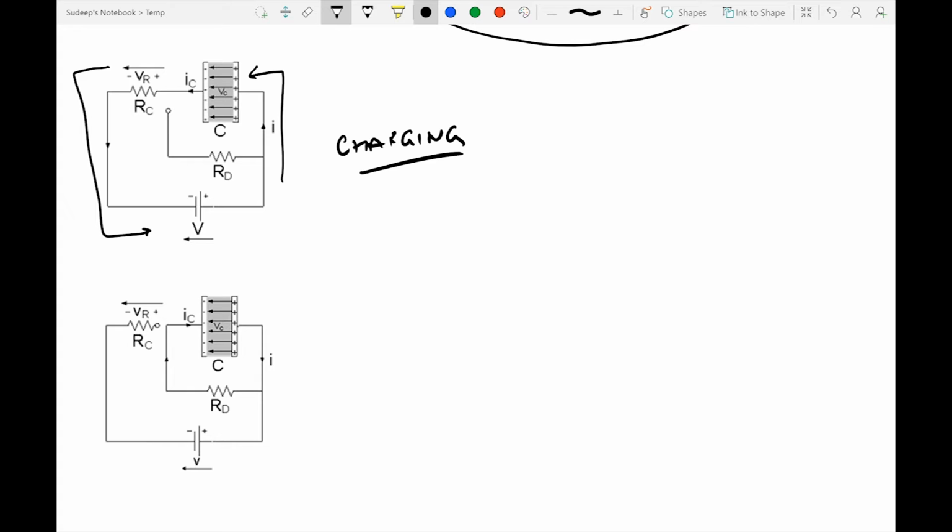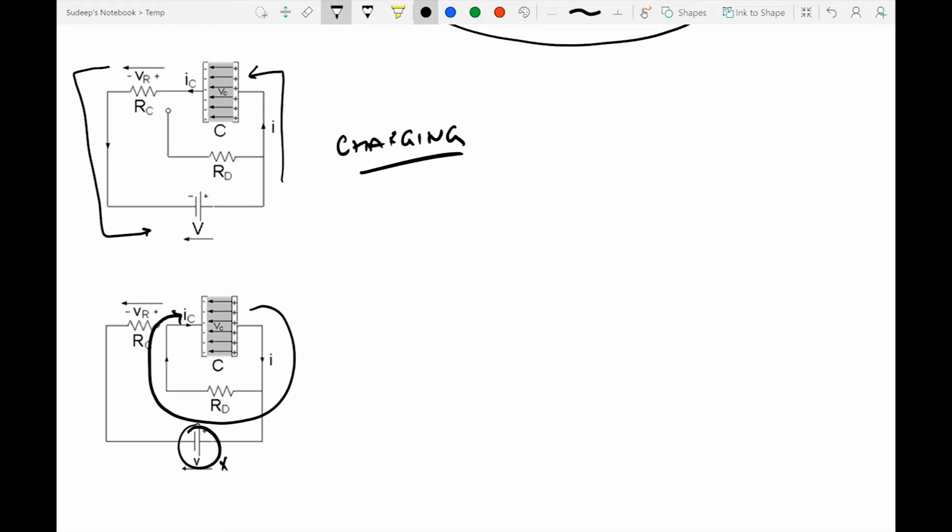Once it is charged, we can disconnect the battery source and connect the capacitor to a load, as we have done here, right? So now the flow of current I is in the reverse direction, from the capacitor to the load. The battery source over here does not provide anything because it's disconnected, and the flow of current is happening from the capacitor to the load.